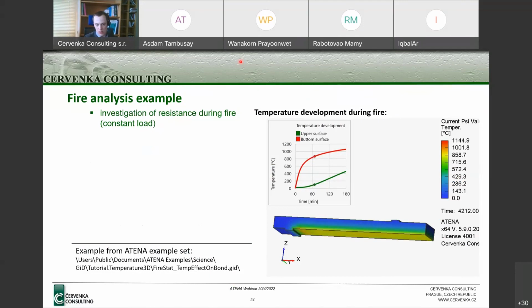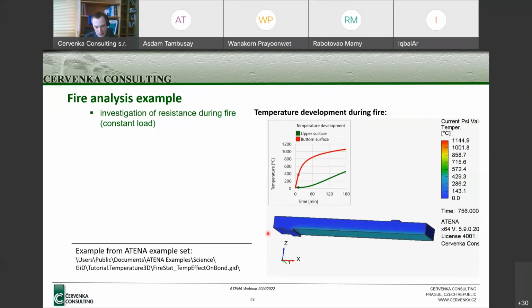Now I would like to show some analysis results. This actually comes from the example which is included in every installation of ATENA. Normally you can find it in this location on your computer. So you can open it and run it by yourself and look into more details.